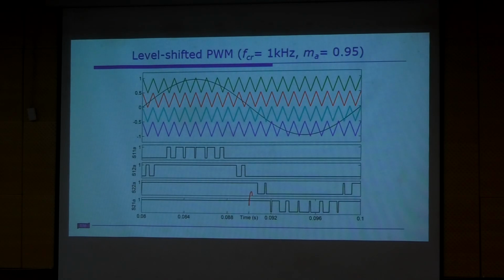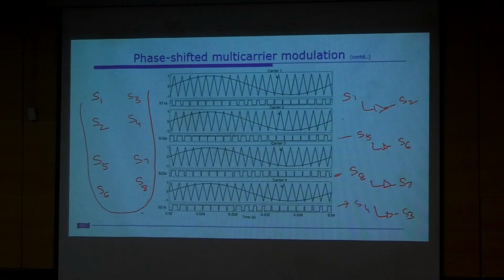Same thing, right? For example, the interaction of the first carrier with the modulating signal generates the switches for S1 and S2. See the same diagram, right? Interacting with the first carrier, the green one, will generate S1, S2. Next S5, S6, next S8, S7, and S4, S3. So no need to change anything, the same pattern will follow.